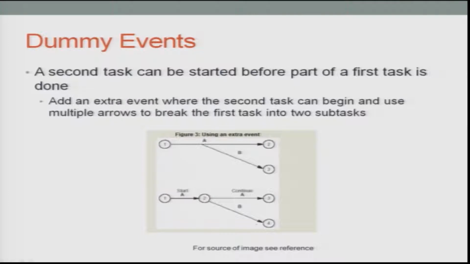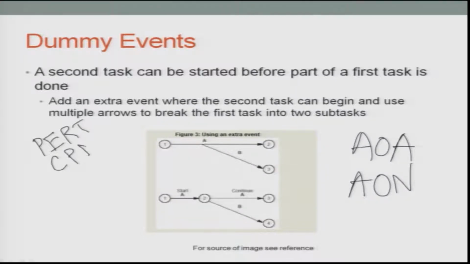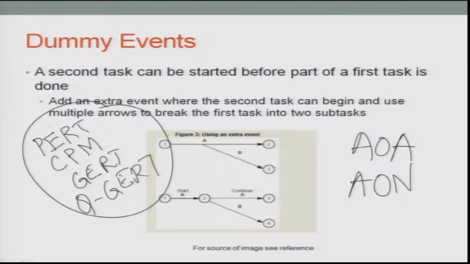More levels of sophistication can be added, and you can draw the overall precedence diagram using the activity on arc or activity on node concept. The different precedence diagram ideas, as I mentioned, can be PERT, which is program evaluation review technique, the critical path method, the JERT method, and the Q-JERT method. They can be utilized to understand the concepts of different arrow diagrams.